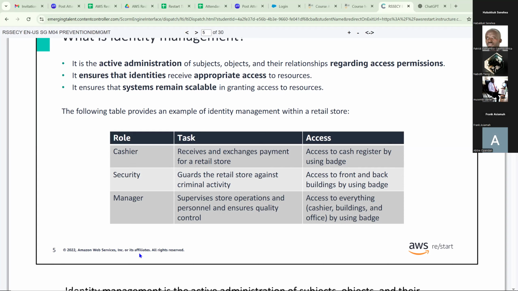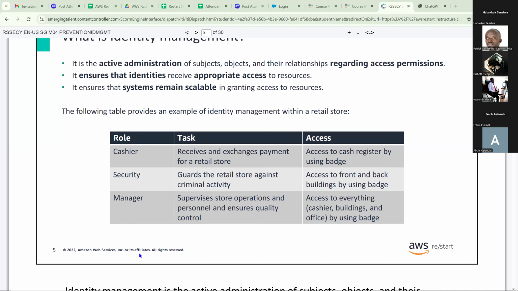That's the cashier. Then for security, their work is to guard the retail store against criminal activity. We normally say that the work of security in such an environment is to protect against inside and outside threats. Inside threats can be those who come to the retail store maybe to shoplift. External are those who come from outside, maybe they want to rob the store. The access level here is that they have access to the front and back of the building by using their badge. They don't have access to the cash register because they don't need it to do their work. You remember? Least privilege.